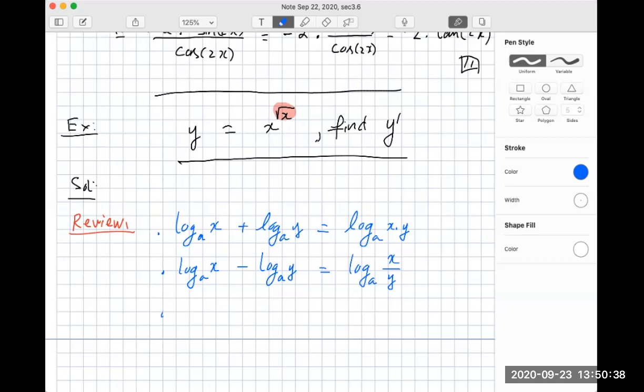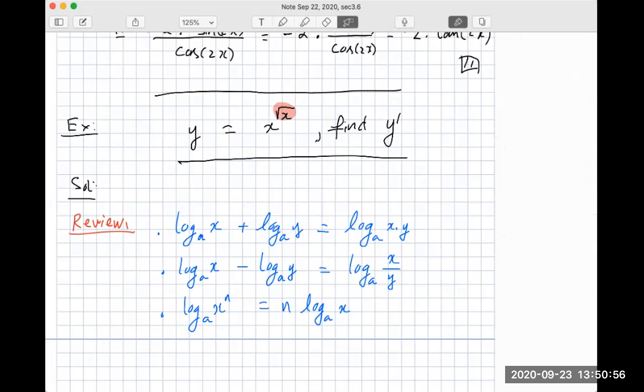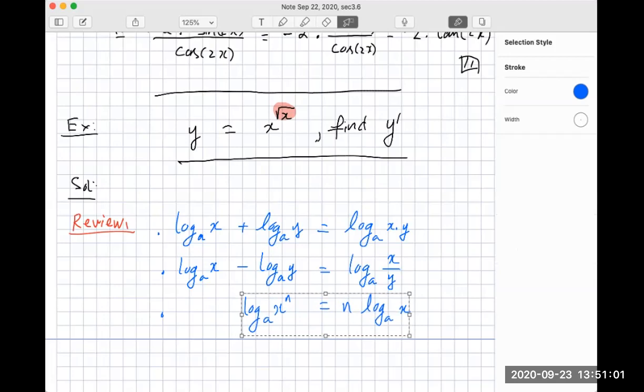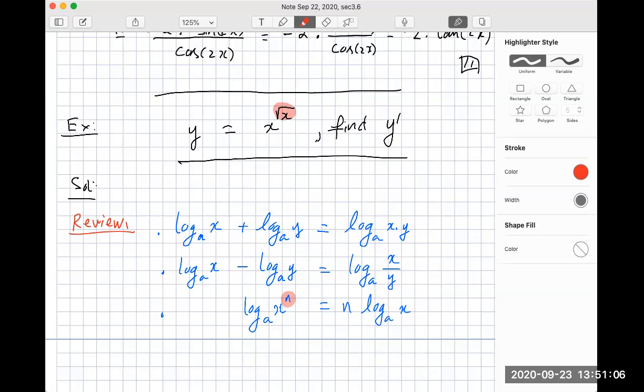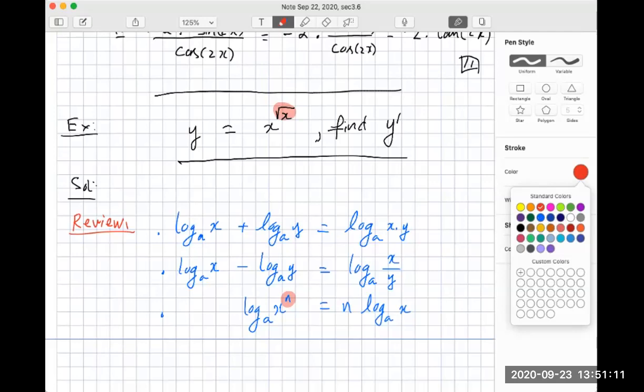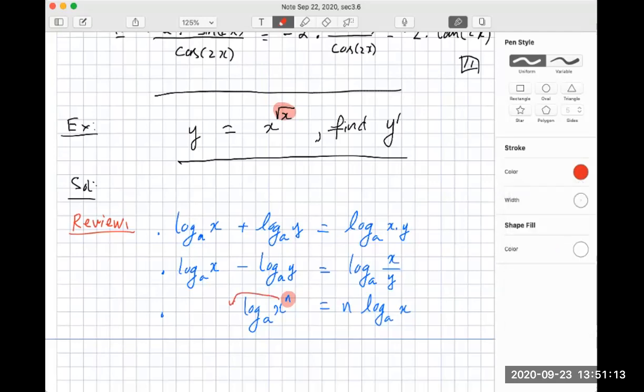And another one: log base a of x to the n will be n log base a of x. So we see that the power is brought down, and it becomes like this, right?